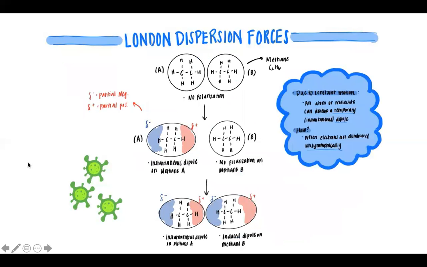So let's talk about London dispersion forces. London dispersion forces occur during the fluctuation of electrons within molecules. These molecules are always in motion, and so with collisions, a molecule can develop a temporary or instantaneous dipole. In this diagram, we have two molecules of methane. Methane is a nonpolar molecule, and in the first step, there's just two molecules of methane that aren't interacting because there's no polarization.